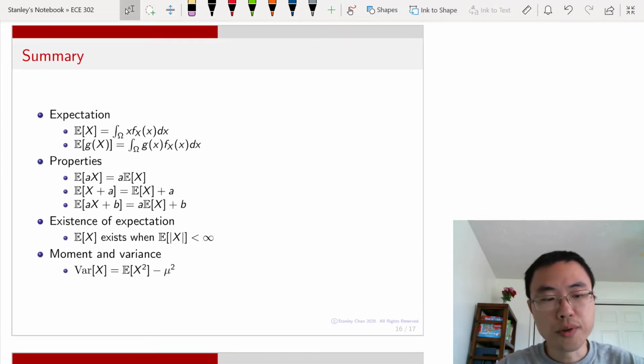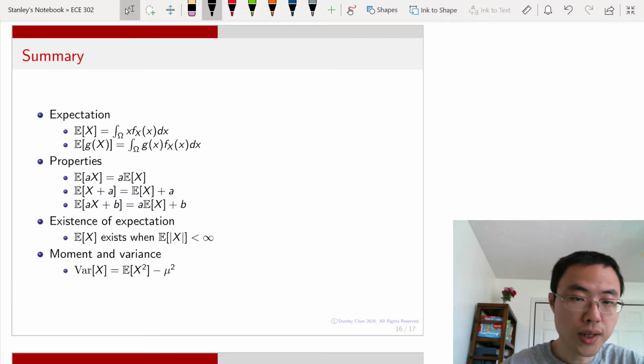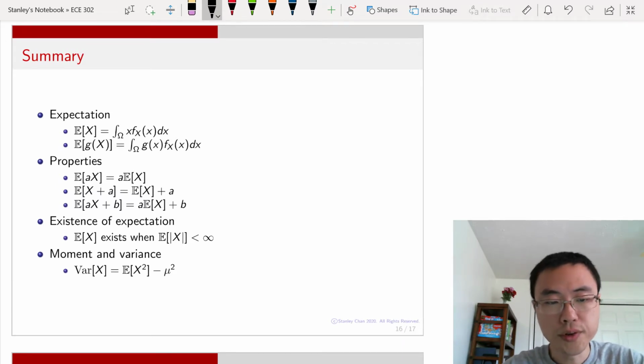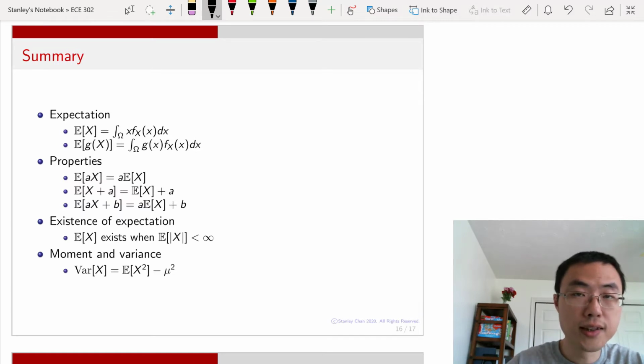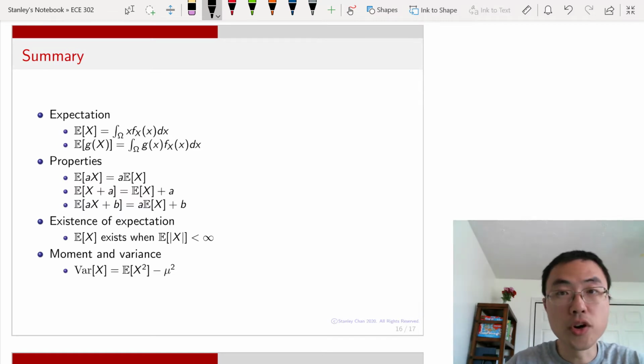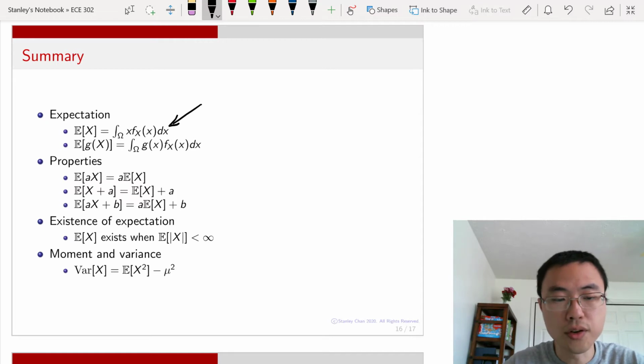So here is the summary of today's lecture. We have gone through a couple of topics in expectation. We have defined the expectation of continuous random variables, which is according to this formula. If we have a function of the random variable, then the expectation can be carried out in the same way as we were talking about for discrete random variables.